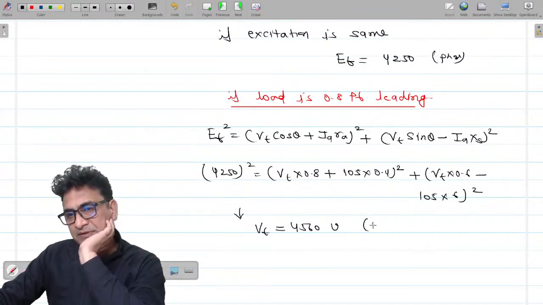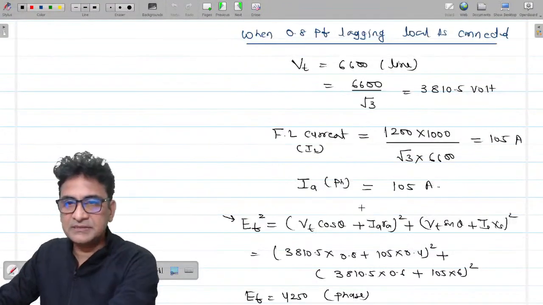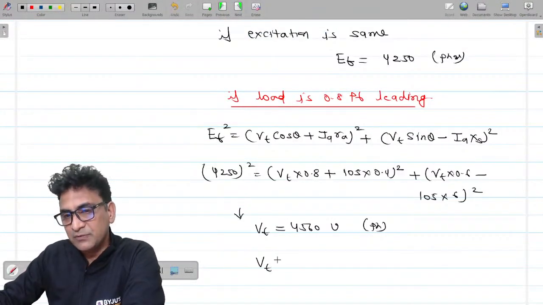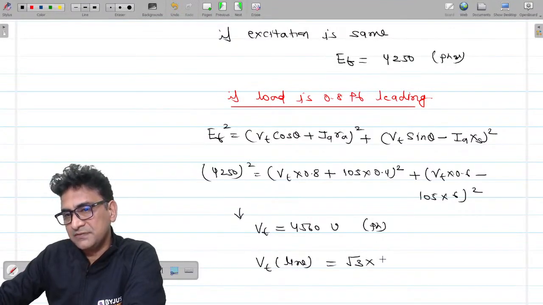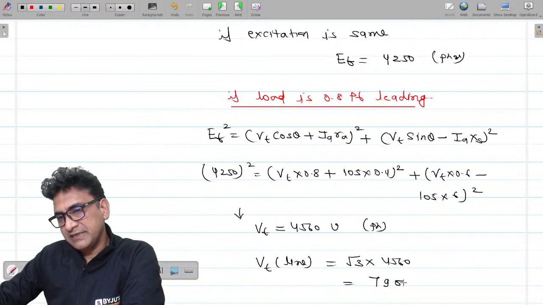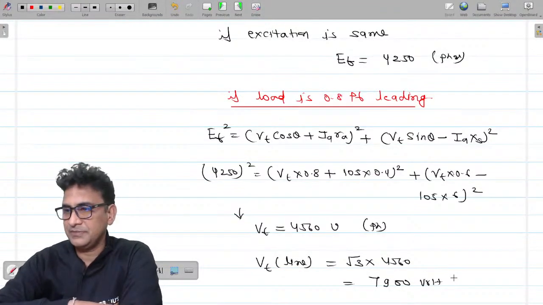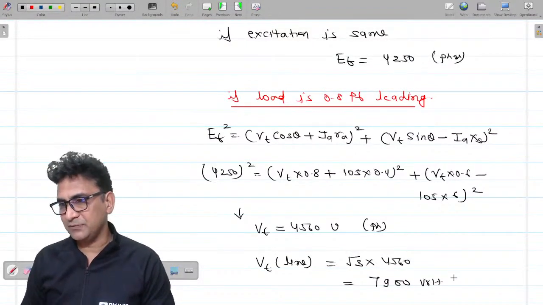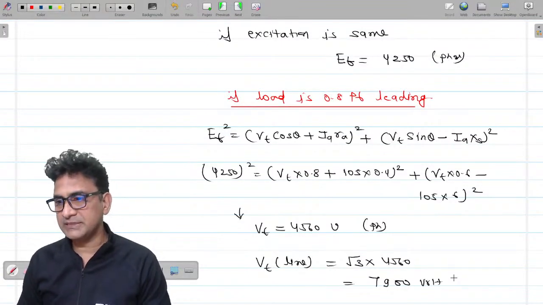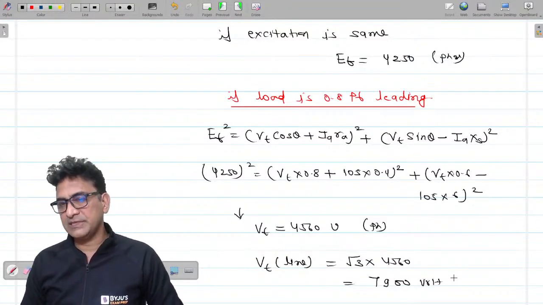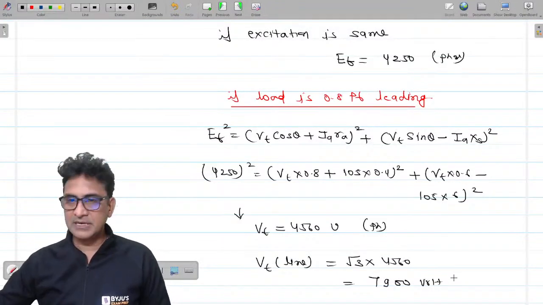But this 4560 volt is the per phase voltage. In a 3-phase alternator, whenever they ask about the terminal voltage, you have to give the answer only in line voltage. Take care, this kind of silly mistake should not happen. So line voltage would be root 3 times the phase voltage. It would be 7900. Clear? For the 3-phase alternator, always the answer should be in terms of line voltage. Whatever quantity is given, it would always be the line voltage and the line current, and if they ask, they will also ask for line voltage or line current. Clear?